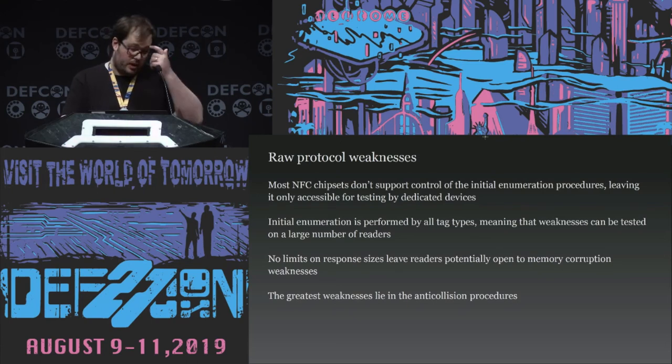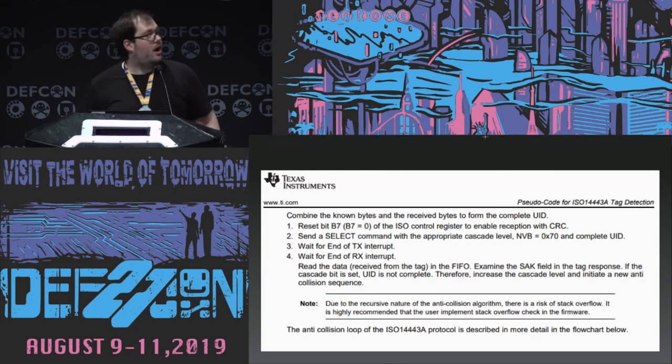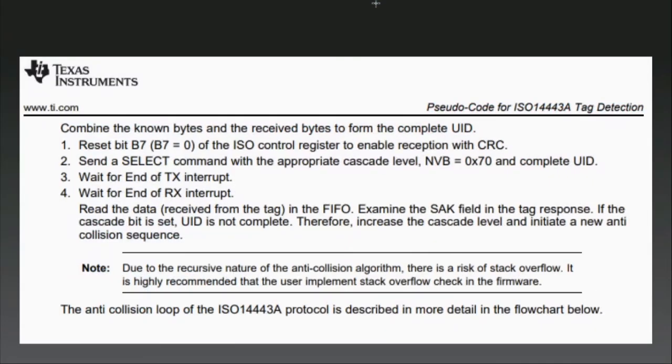A big thing as well that I noticed was I could send a lot of data, basically fuzzing responses to requests, in order to see if the device would crash or get confused. This sometimes happened, but it wasn't really a viable attack. I found that the greatest weaknesses lie in the anti-collision procedures myself. Now, I like this bit of the documentation of Texas Instruments' pseudocode for tag detection. The note is extremely important.